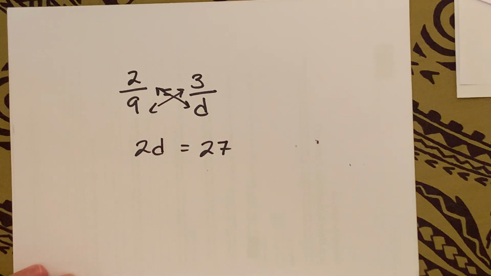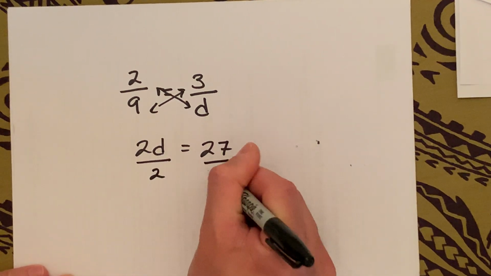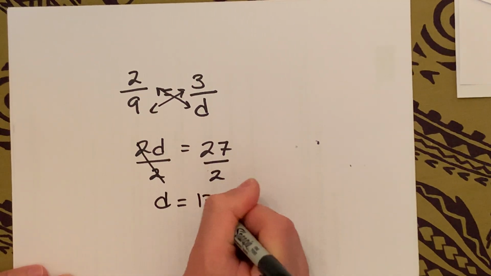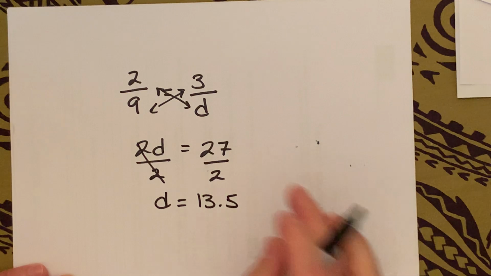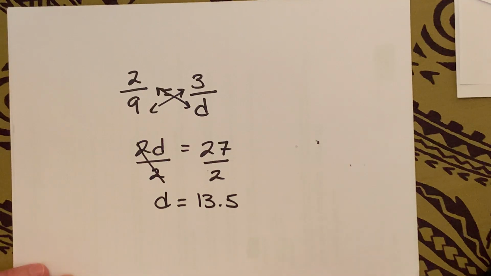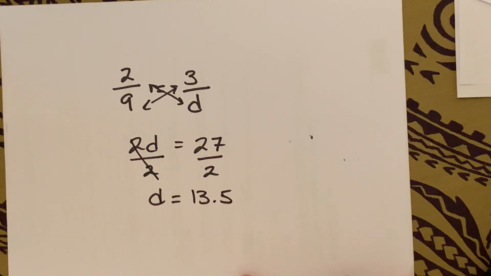So now what I'm going to do, well, this looks again like algebra. That's not the end of the world. I know that I need to isolate the variable and just divide by 2. Divide by 2, and I'm going to end up with D equals 13.5. If you didn't know what 27 divided by 2 is, you have a handy-dandy calculator that you can use. So there it is. Pretty straightforward.